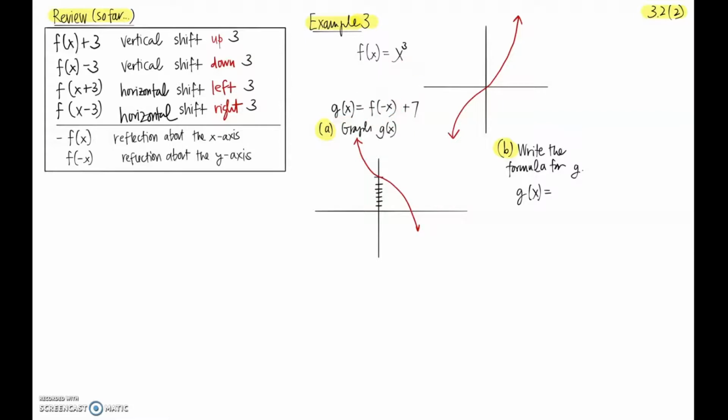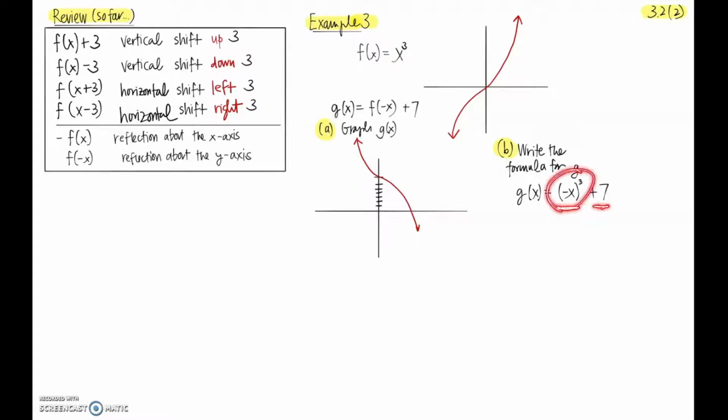So g of x would be not x cubed, but how about negative x cubed? Because in g of x, we take f of negative x. That's the first part. And then we also have a plus 7, so we want to add that on to the formula also. So I think we have all the pieces. We've got, this is f of negative x plus 7.